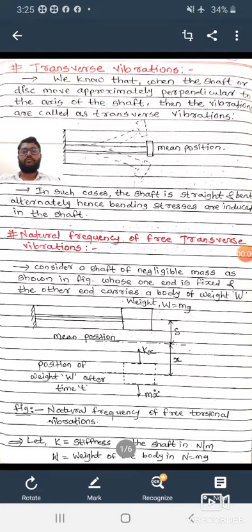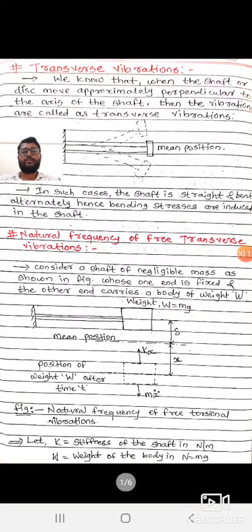Okay. Good morning, students. Today, I would like to explain the next topic from unit number 1, that is transverse vibrations. Here there are some equations. You have to derive these small equations for further use, to solve numericals. So first is transverse vibrations.